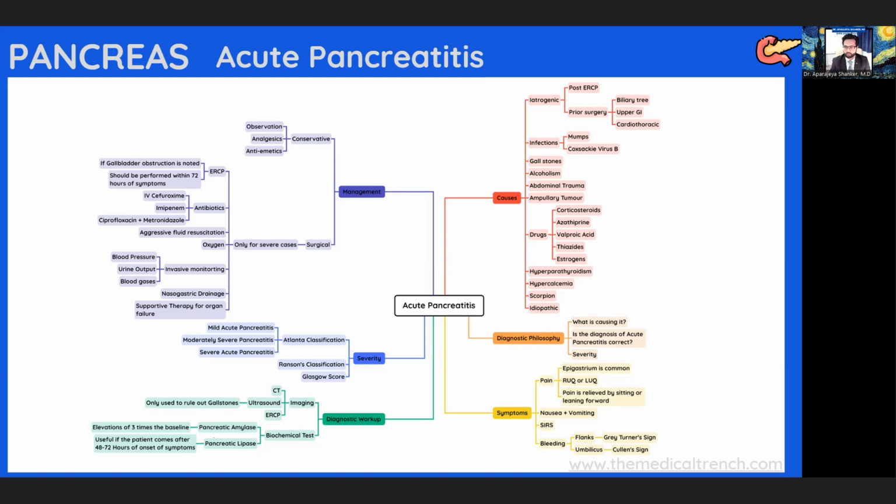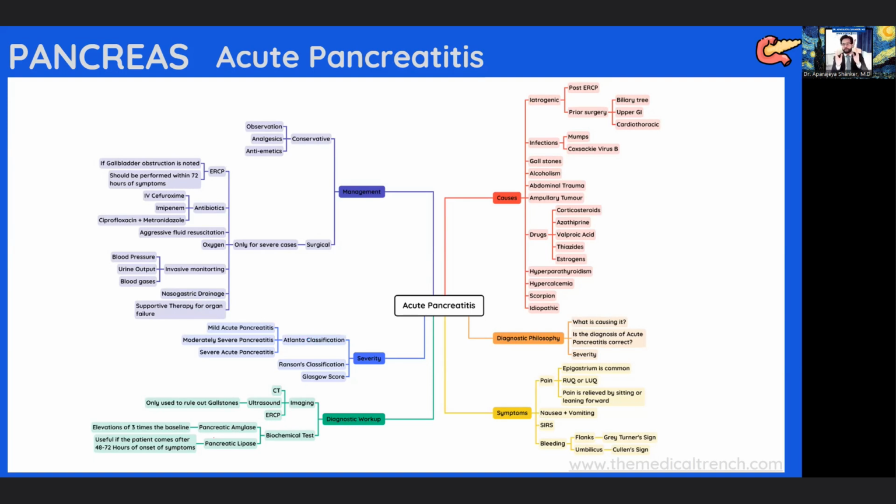Is this a splenic artery problem? Is this a spleen problem? Is this an infection of the liver? Am I mistaking the symptoms of acute pancreatitis for very rare causes of liver obstruction, gallbladder obstruction, right? Now, the most important is severity. There are three different scores for severity, but for us, most important is the Atlanta classification.